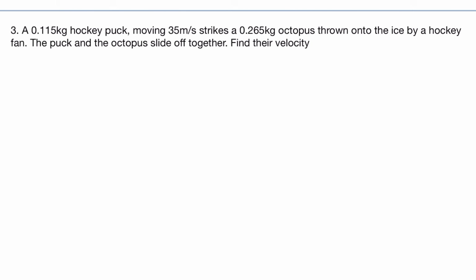Number 3, a 0.115 kilogram hockey puck moving 35 meters per second strikes a 0.265 kilogram octopus thrown onto the ice by a hockey fan. The puck and the octopus slide off together. Find their velocity. So it says that they slide off together, so this is a sticky, inelastic collision. That means we have to use the formula m1 v1i plus m2 v2i equals m1 plus m2 times vf.